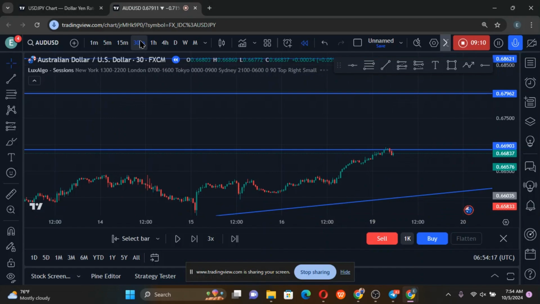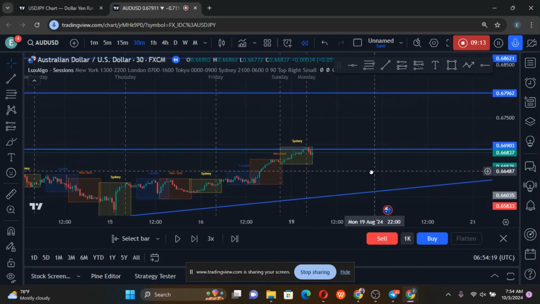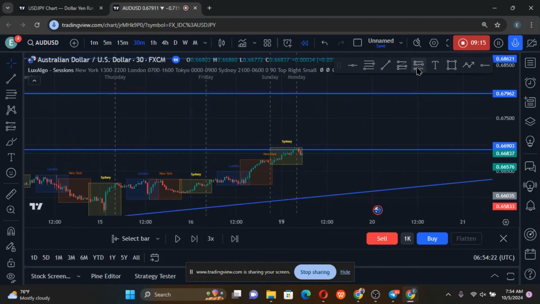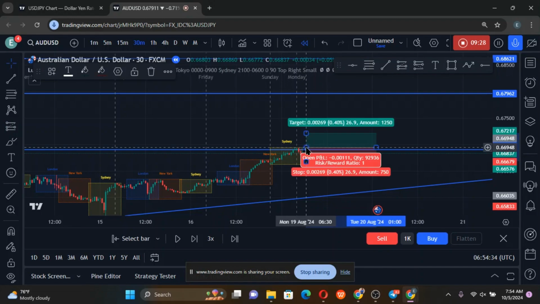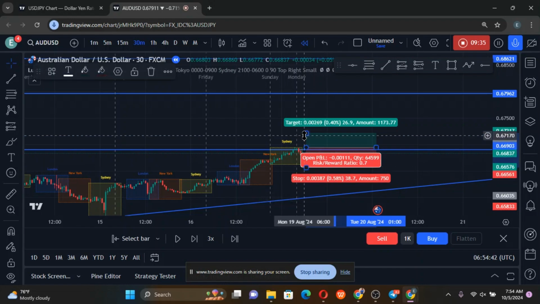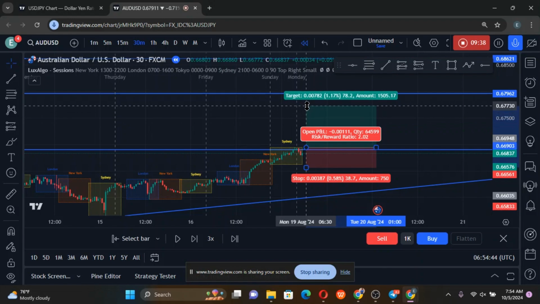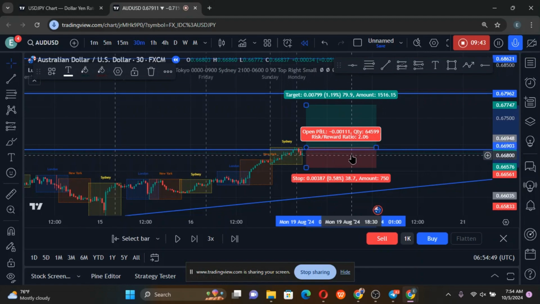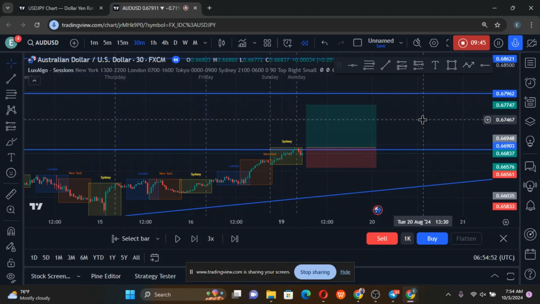So I'll move down to the 30 minutes to have my entries. Remember, I'm trading the Sydney breakout. So what I'll simply do is use my long position tool here. By 6:30, let's see the time, that's 5:30, right? So I'm going to place an order above. I'm expecting a breakout. My stop loss will be beneath the Sydney low, where the Sydney session closed. Remember, risk to reward ratio 1:2. So we have it there, 1:2. I'm risking 38 pips to make 78 pips.